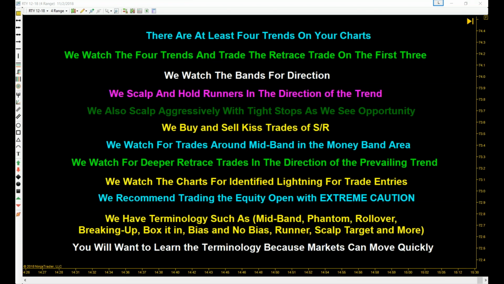We also watch for deeper retrace trades in the direction of the prevailing trend. Those are commonly known as blue bar retracements, deep probes, or phantoms. Everybody should know exactly what a phantom is, and I'm going to be going over that in detail on Monday night. We watch the charts for identified lightning for trade entries, right?